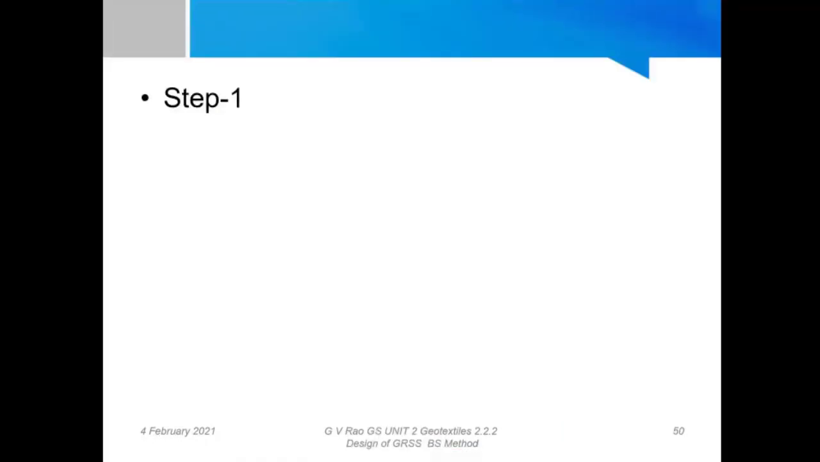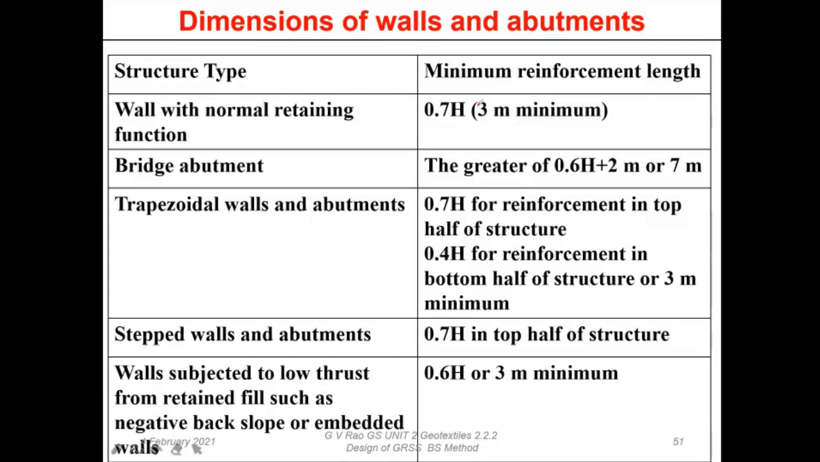So what is the first step we are going to have? The first step is the nominal reinforcement length we are going to have. Length means per face. The face of the wall is going to be the concrete panel, let us say. So from that, how much is the length which you are going to use now? What is the initial trial length?